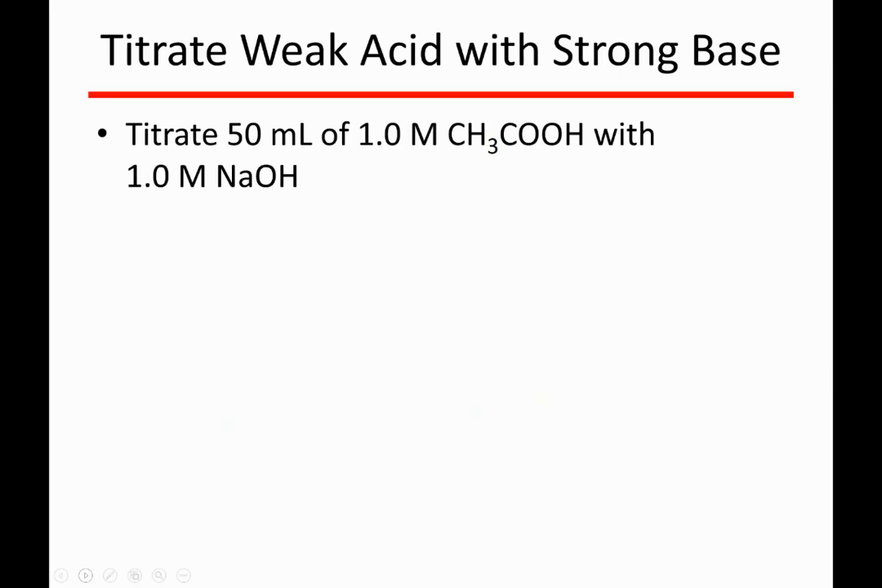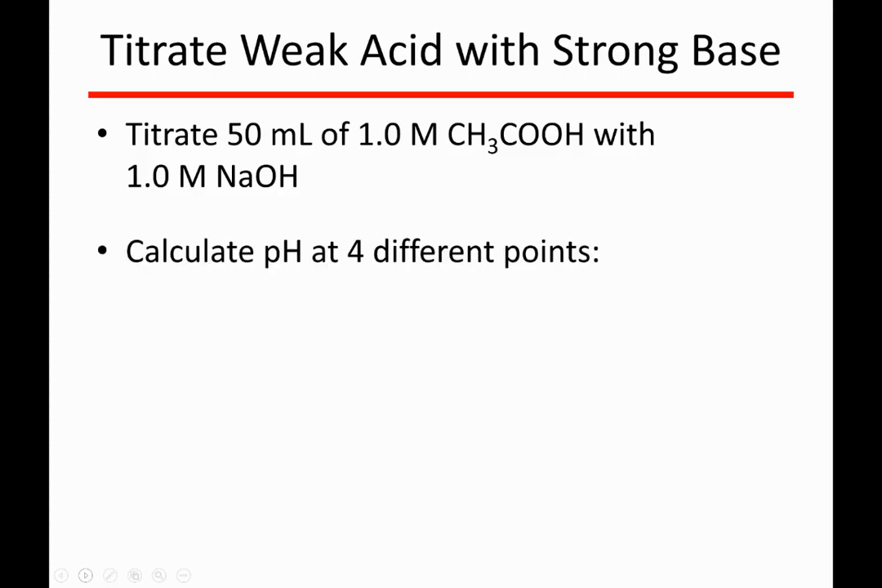Now, having written this reaction, that's going to be very important for us in solving some problems that we're going to deal with involving this titration. Over the next series of videos, what we're going to do is study this titration of 50 milliliters of 1 molar acetic acid with 1 molar sodium hydroxide, and we'll calculate the pH of the resulting mixture at 4 different points along the way during the titration.